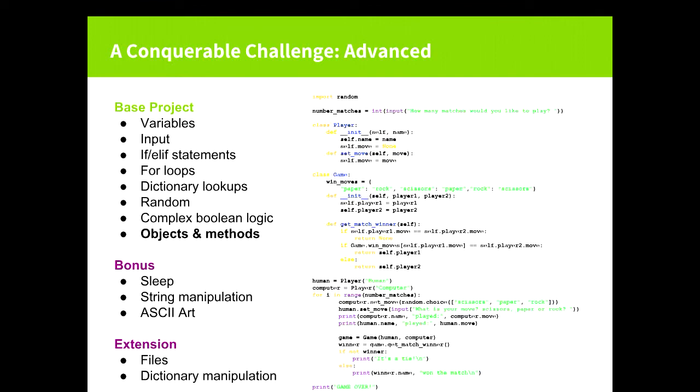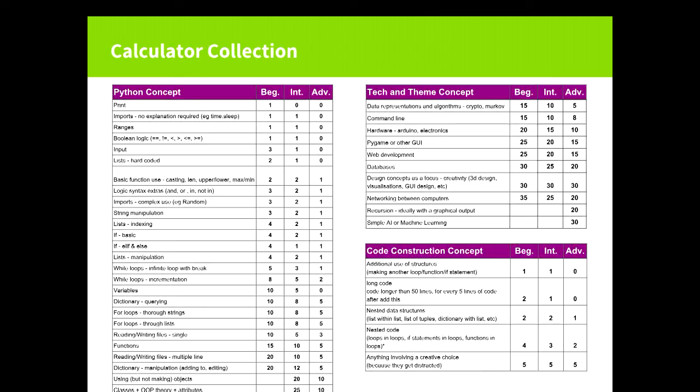Then, to step this up to advanced, we get into objects with methods and attributes. We're basically going to take our intermediate program and wrap that up nice and tightly using classes for players and for the game as well. Finally, we get to this table. What we have here is a column for beginners, intermediate, and advanced, and we assign them different points and how hard the concept is at that level.